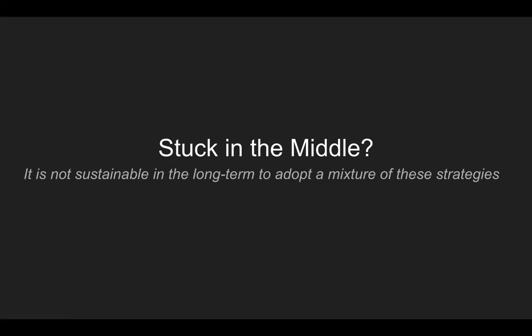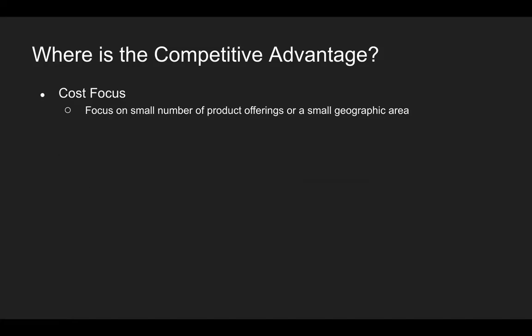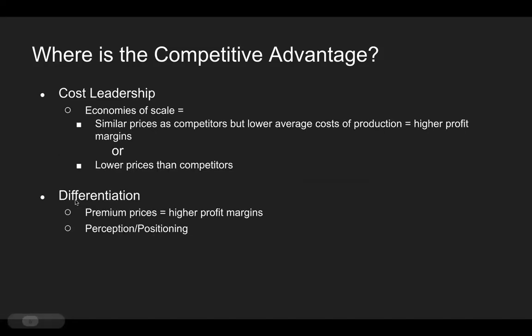Porter said it is not sustainable in the long term to adopt a mixture of these strategies. He called it being stuck in the middle. It would confuse people. If I chose a differentiation strategy, but all of a sudden I start to try to form a cost leadership strategy, my quality may potentially be deemed lower.